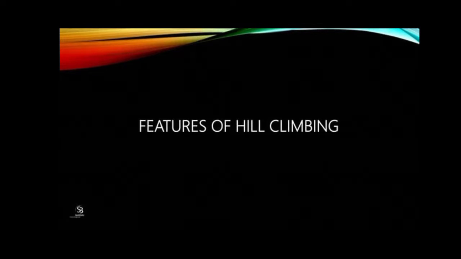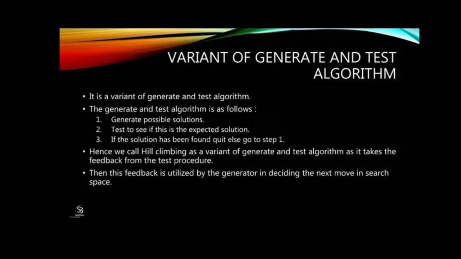So the features of hill climbing. It is a variant of generate and test algorithm. The generate and test algorithm is as follows: generate a possible solution, test to see if this is the expected solution. If the solution has been found, quit, else go to step 1.